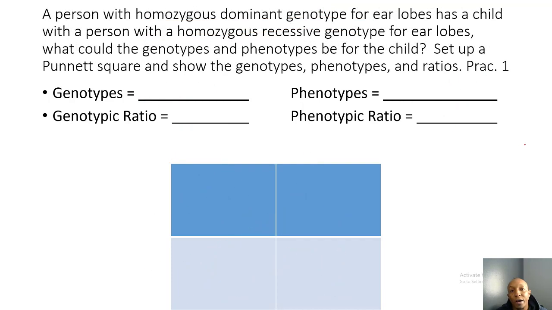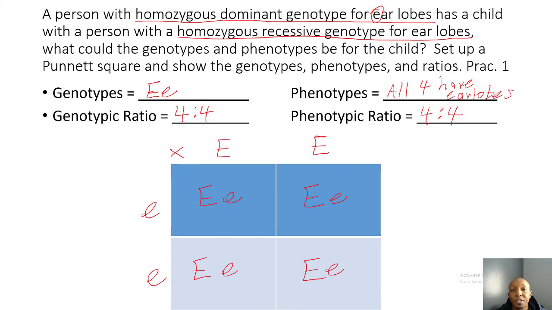So ladies and gentlemen, you have 2 minutes to set up and solve the following problem, and I'll start those 2 minutes beginning now. Let's take a look and see how you did. So you should have underlined homozygous dominant genotype for earlobes, homozygous recessive genotype for earlobes. So if you look at our genotypes, we only have 1 possible genotype because all 4 of these are the same. So that's heterozygous dominant right here.